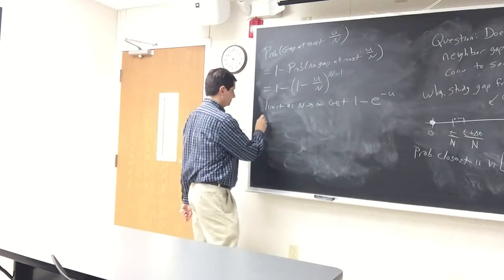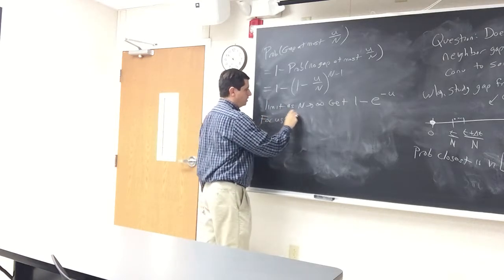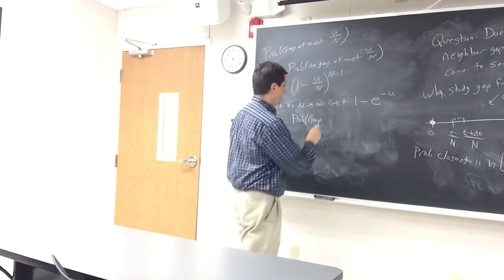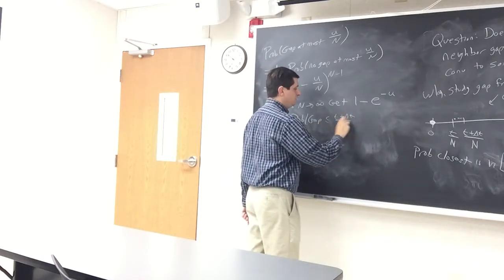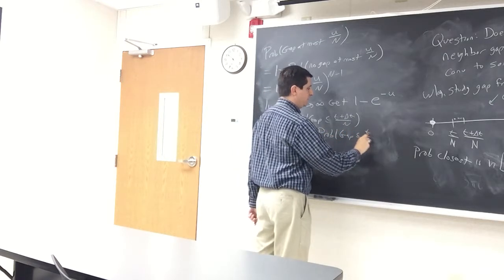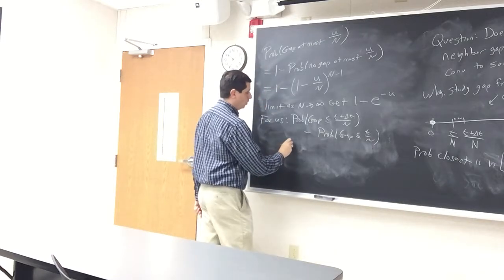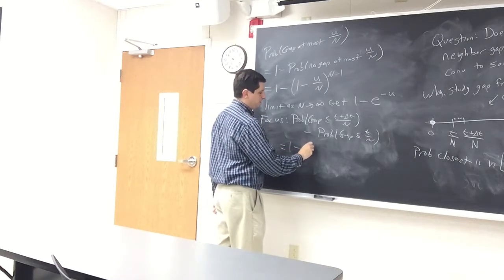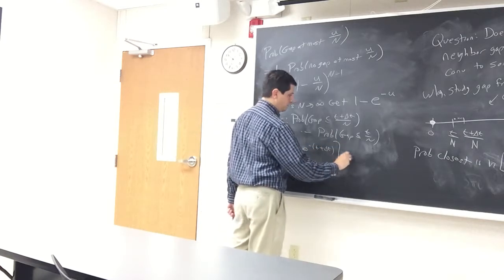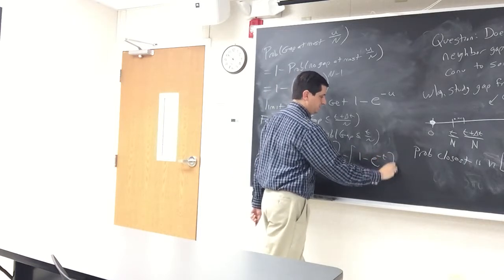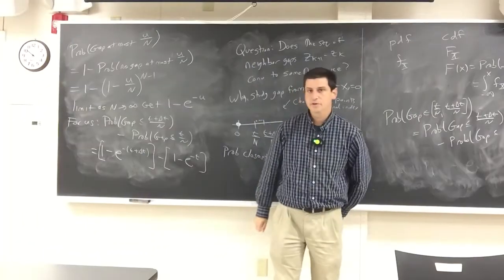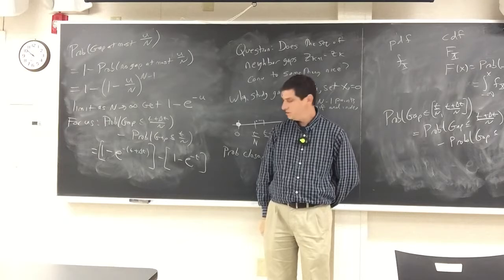So now for us, we want the probability of a gap less than or equal to t plus delta t over n, minus the probability that the gap is at most t over n. So that's going to become 1 minus e to the negative t plus delta t, minus 1 minus e to the negative t. And now we just have to do some algebra. The ones cancel.